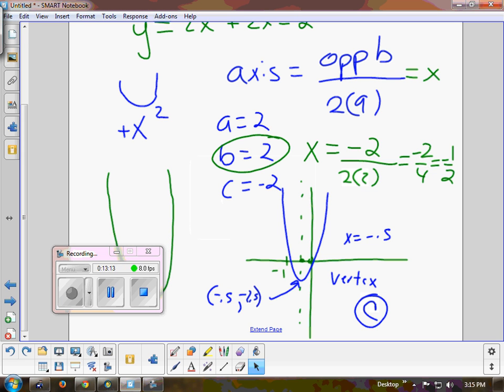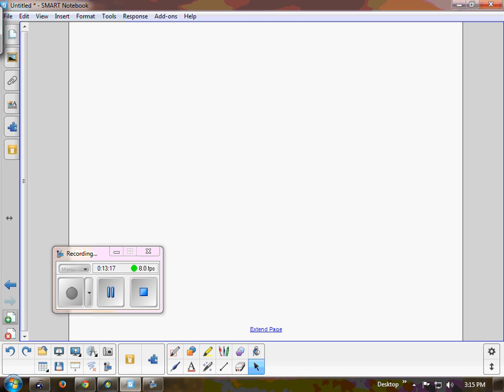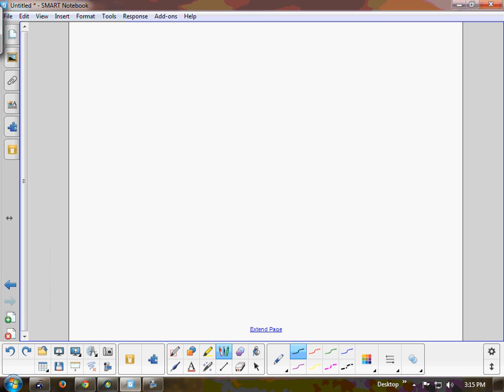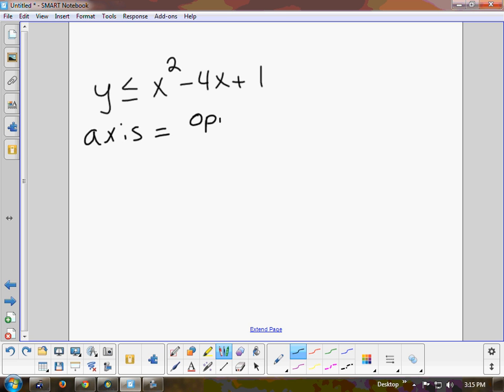Okay. All right, we're going to look at the next question, which is a graphing question. Okay, and it says f of x, but we can replace that with y is less than or equal to x squared minus 4x plus 1. Okay, and I said when you're graphing, you want to find the axis first. So you need to memorize this formula. The opposite of the b value over 2 times the a value.